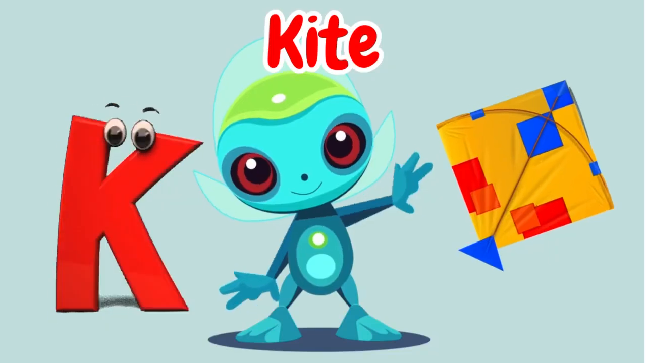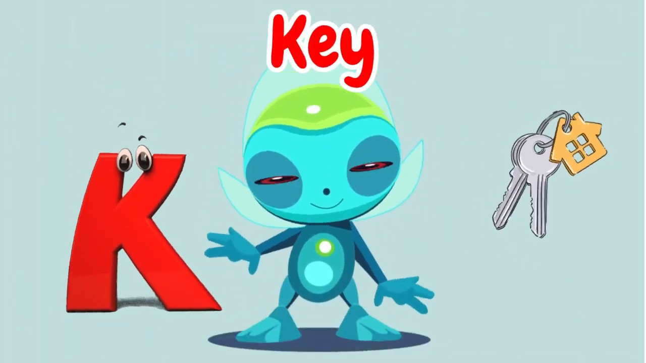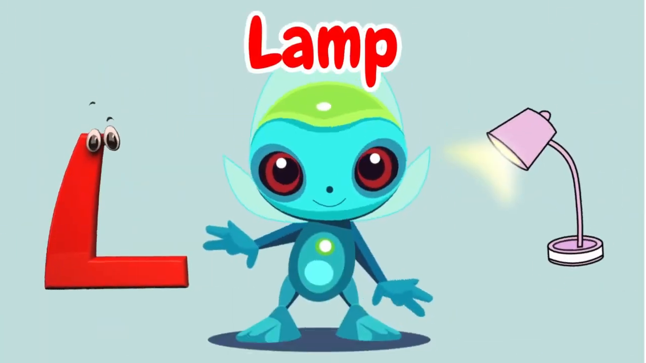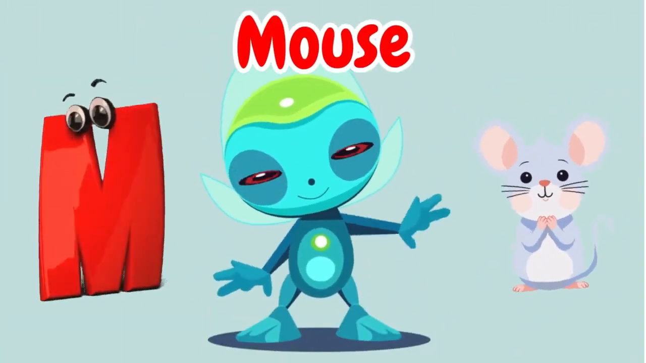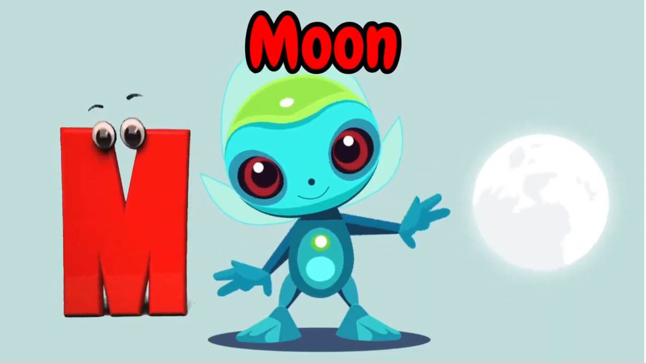K is for kite, kite. K is for key, key. L is for lion, lion. L is for lamp, lamp. M is for mouse, mouse. M is for moon, moon.